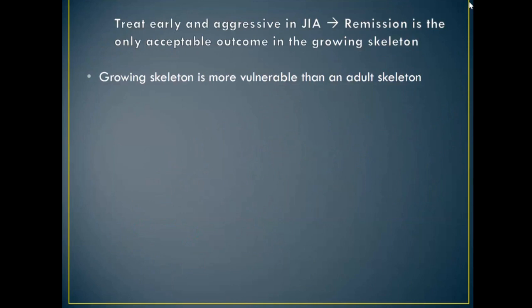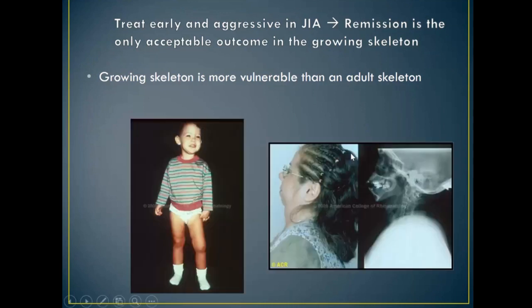So one of the goals, this is one of the take-home points, treat early and aggressive, because remission is the only acceptable outcome. So going back to that first patient, this is a leg length discrepancy. Now, luckily, this patient is young, so will grow, and hopefully there'll be some catch-up growth in that right leg. But the picture on the right is someone who has had TMJ inflammation, who will eventually need some kind of joint replacement or surgery. There's micrognathia from that TMJ inflammation.